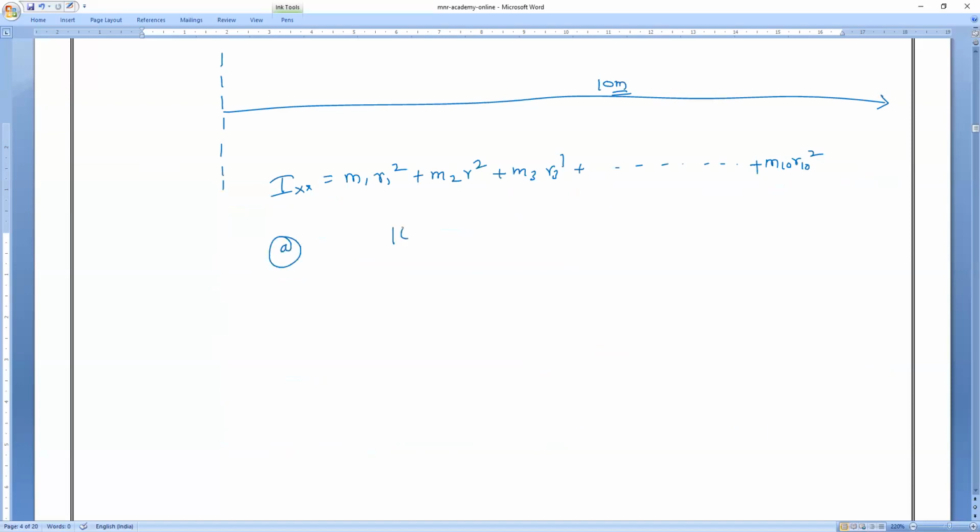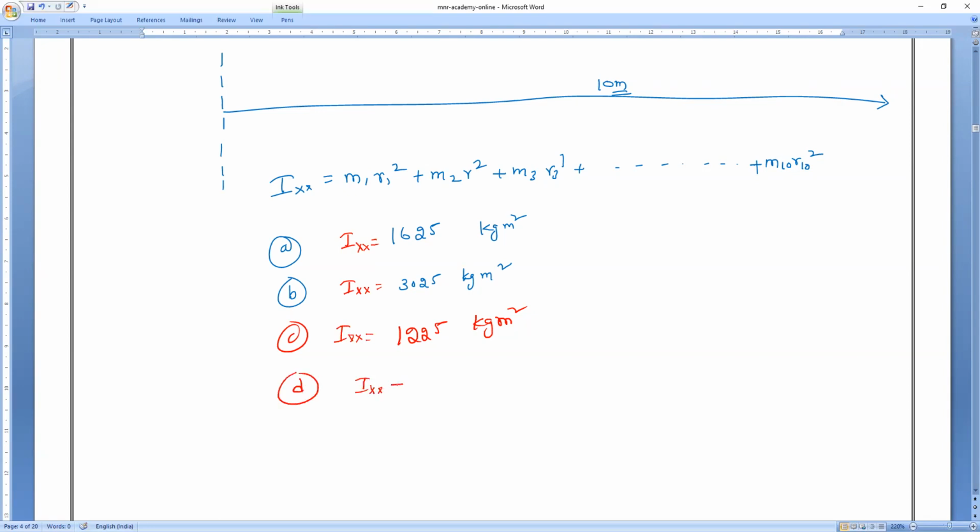Option A, they have given 1625 kilogram meter square. Option B, 3025 kilogram meter square. Directly I'm saying, so wrong, sorry for that. Next, 1225 kilogram meter square. So these all are the moment of inertia about the axis of rotation. And the last option is 4225 kilogram meter square. Anybody having even a small doubt, please let me know. So please solve it.